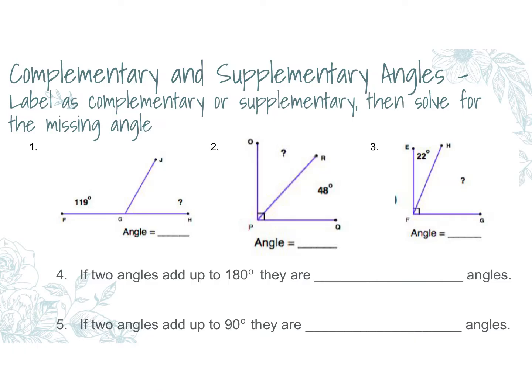First, we'll review complementary and supplementary angles. Down below, we need to label each angle as complementary or supplementary, then solve for the missing angle.